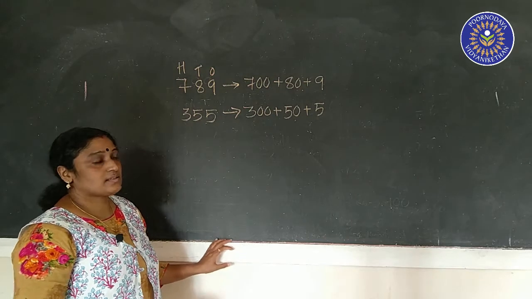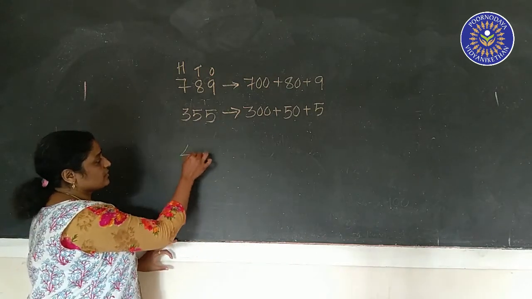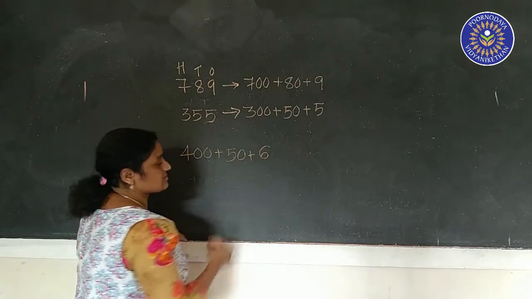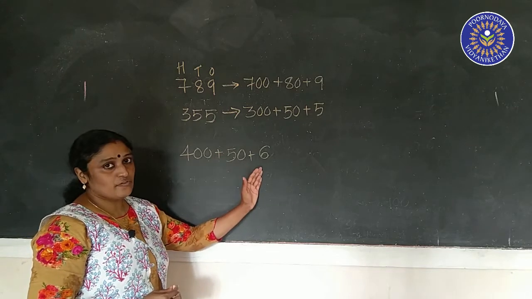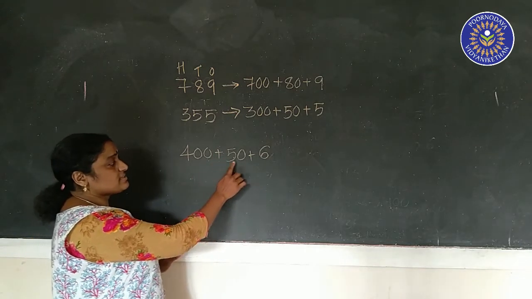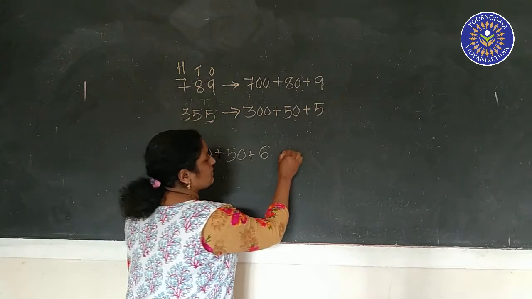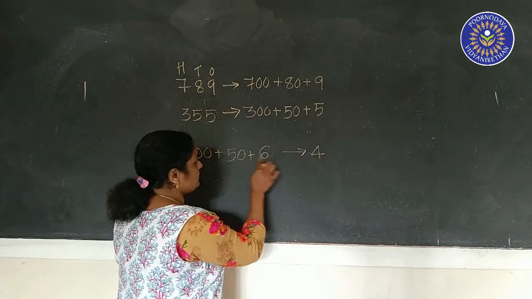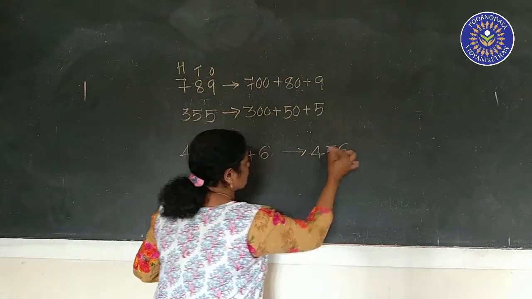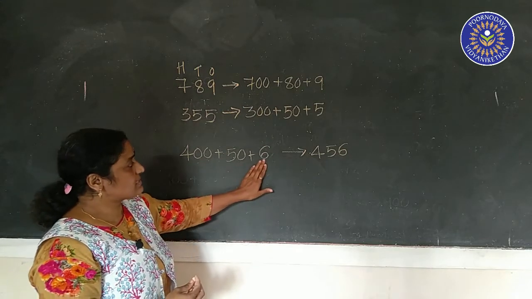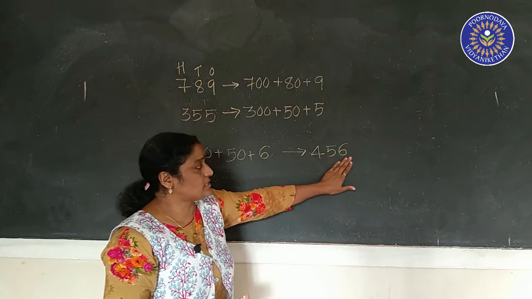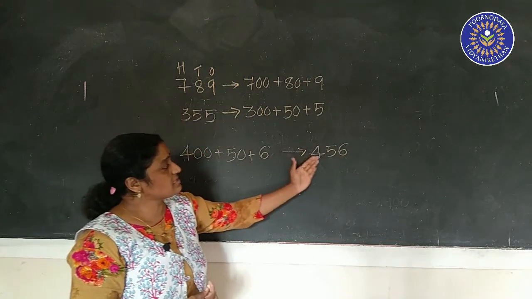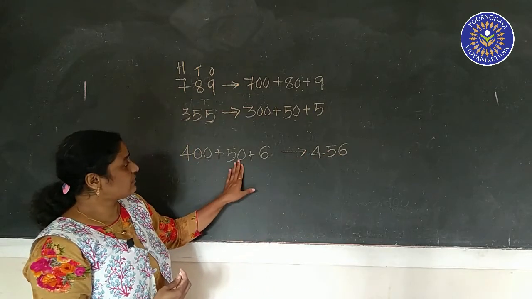Then next, a number is given like this: 400 plus 50 plus 6. This is the expanded form of a number. Which number is this? We know, 456. 400 plus 50 plus 6, we can write 456. This is the short form of the number. This is the expanded form and this is the short form.